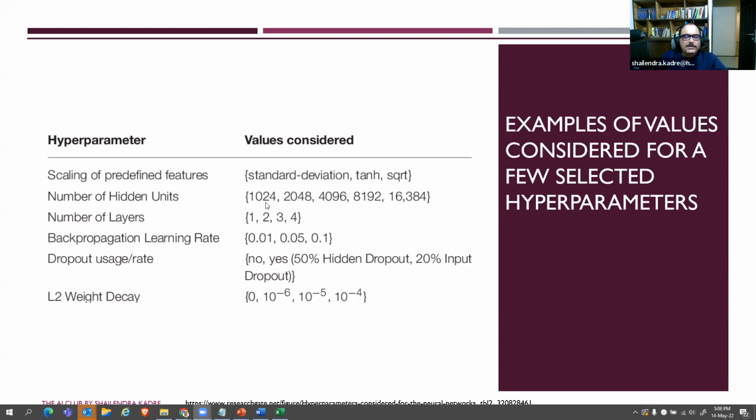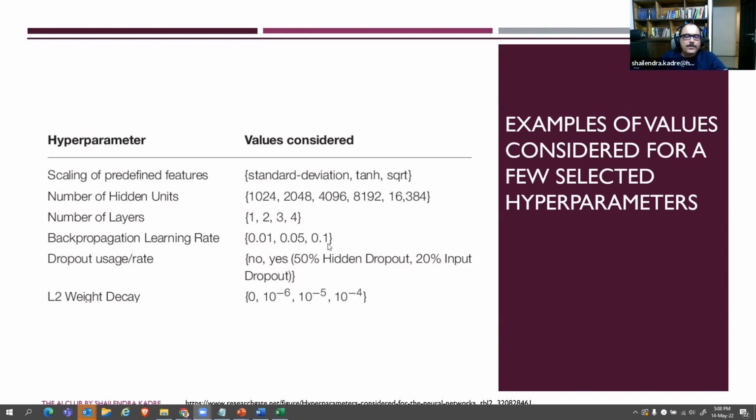Generally multiples of 2: 1024, 2048, 4096. But these are just a rule of thumb, because 1024 is also a high number. You may want to start with a lower number of neurons. Number of layers, of course, 1, 2, 3, 4. If you increase beyond 4, neural net training time will increase hugely. Then for back propagation, learning rate 0.01 is a standard value which people start with.